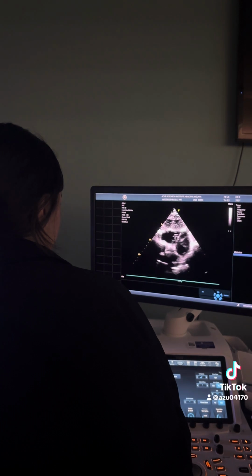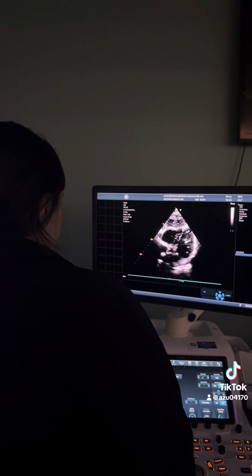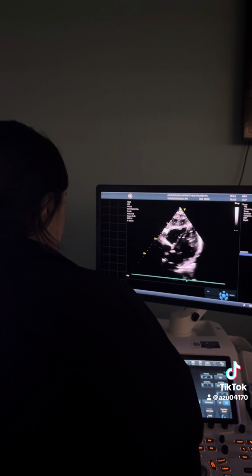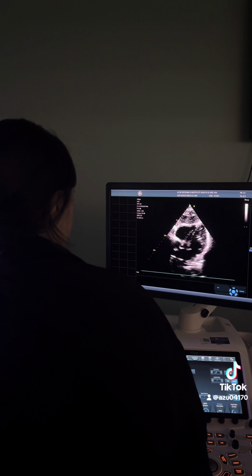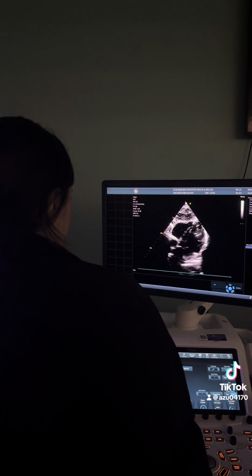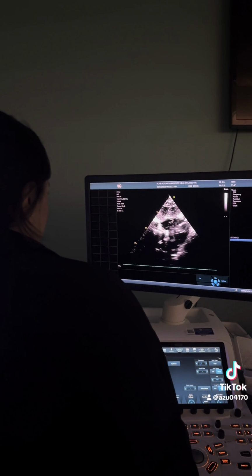In this view, we will see the left atrium, the left ventricle, the mitral valve, the right atrium, the tricuspid valve, right ventricle, interventricular septum, and interatrial septum.